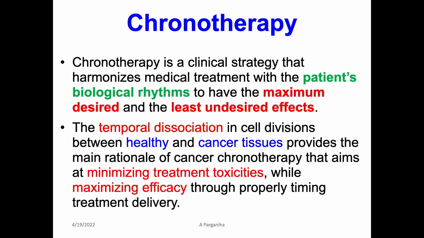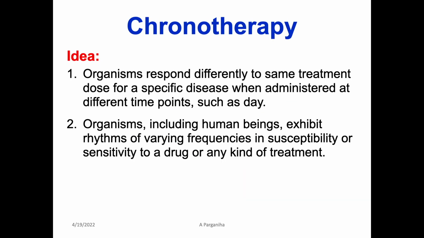So the idea of chronotherapy is that organisms, including human beings, respond differently to the same treatment dose for a specific disease when it is administered at different time points, such as day or month or year, as we have seen in the example of Sothern et al. In that, at different time points of the day the treatment dose had a different effect. Organisms, including human beings, exhibit rhythms of varying frequencies in susceptibility or sensitivity to a drug or any kind of treatment.